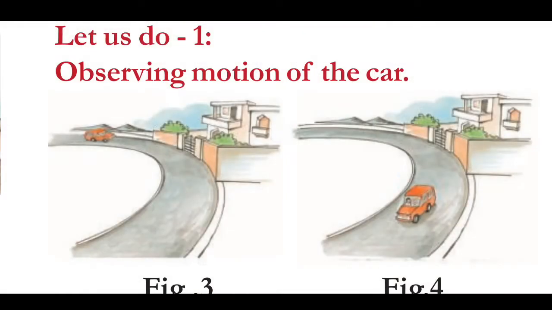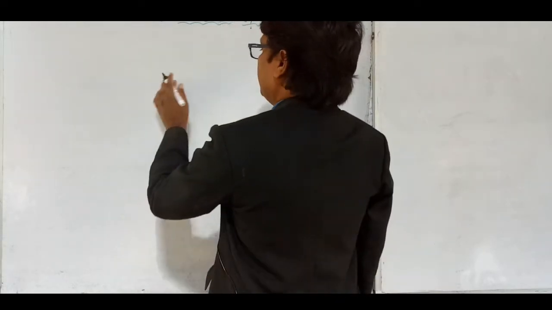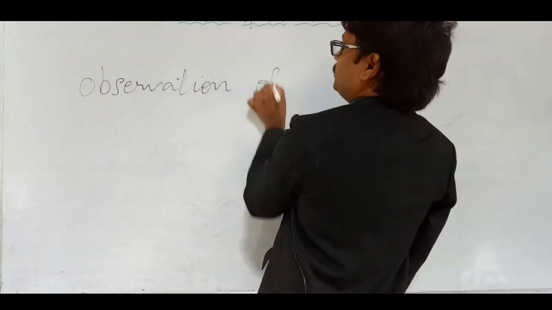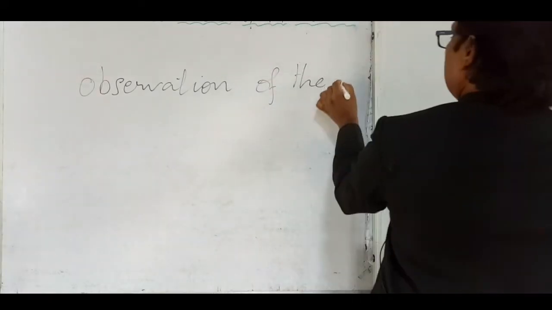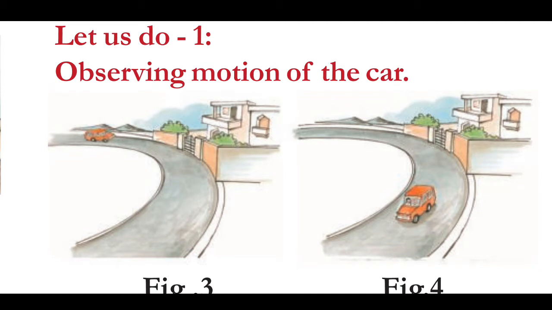Okay, students? See the images on the screen. On the screen, there is an activity. Let us do activity 1, observing the motion of the car. The activity is based on the movement of the vehicle. Students, if you keenly observe the pictures, try to answer the following questions as true or false.